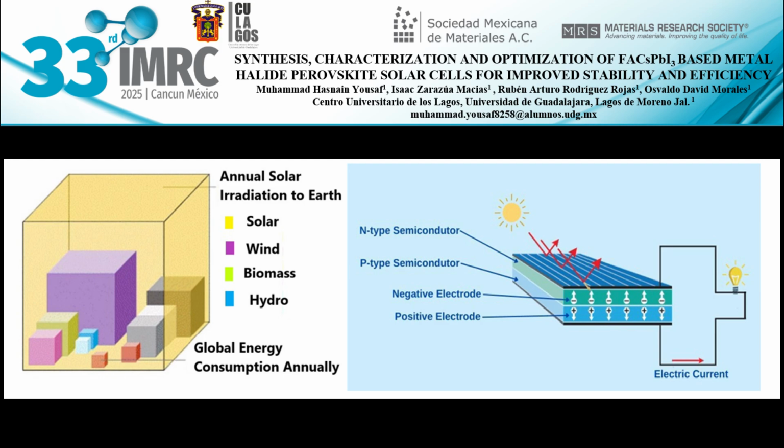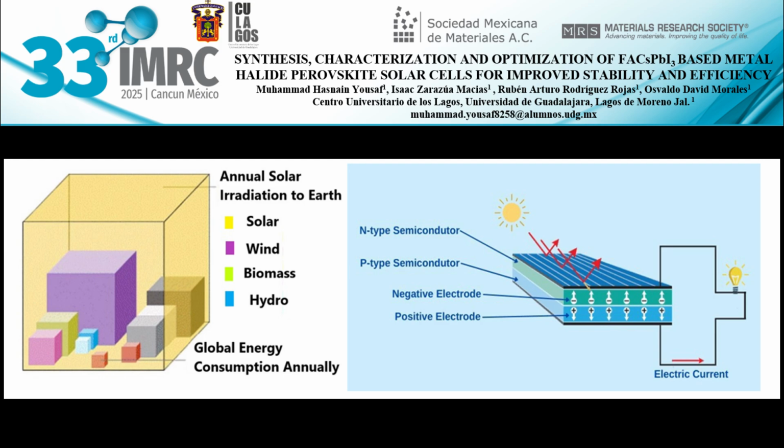The energy production from wind, biomass, and hydro sources is shown, but they are not accessible to everyone. The yellow cube is the energy that we can produce from the sun, that is 80 times more than the global annual energy consumption and is a free, ultimate source of energy for everyone. We only need a device that helps us to convert this energy efficiently.